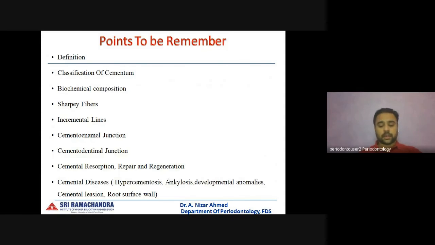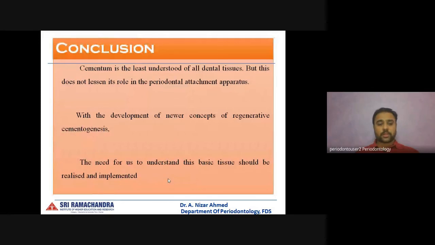If they ask for a note on cemental diseases, you have to add a note on cemental diseases too, or otherwise this is more than enough. Okay, with the development of the newer concept of regenerative cementogenesis, it is necessary for us to understand the basic tissues, which should be realized and implemented.